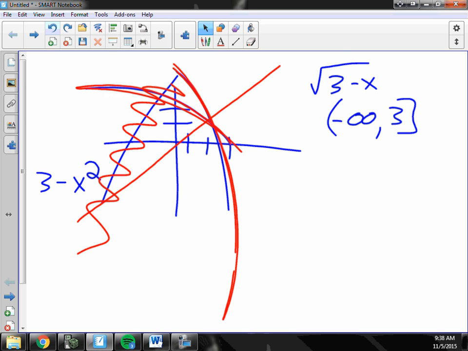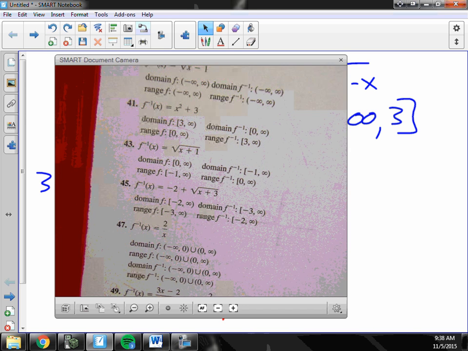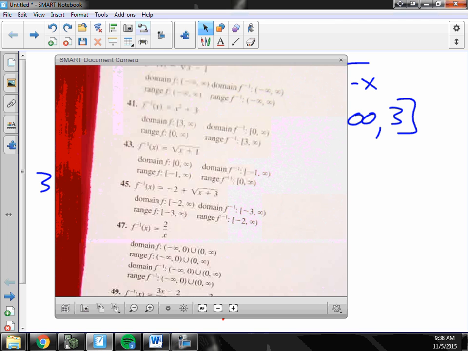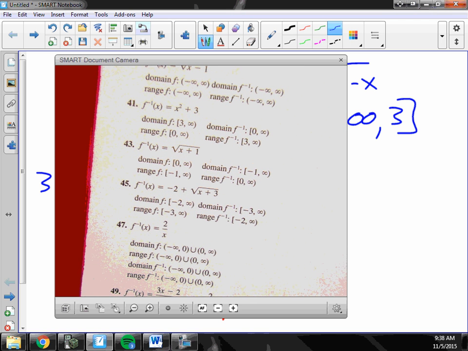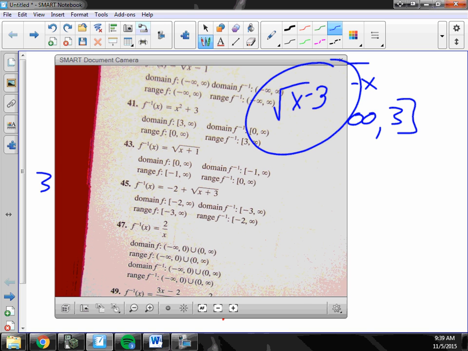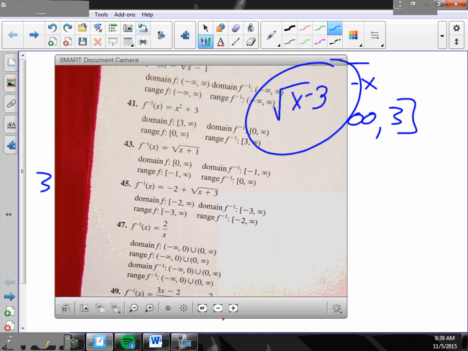Oh, you can't see that. So for 41, the original function is the square root of, is it x minus 3? X minus 3. So what is the domain of that piece? Well, we can plug in 3 and anything bigger. So there's the domain.